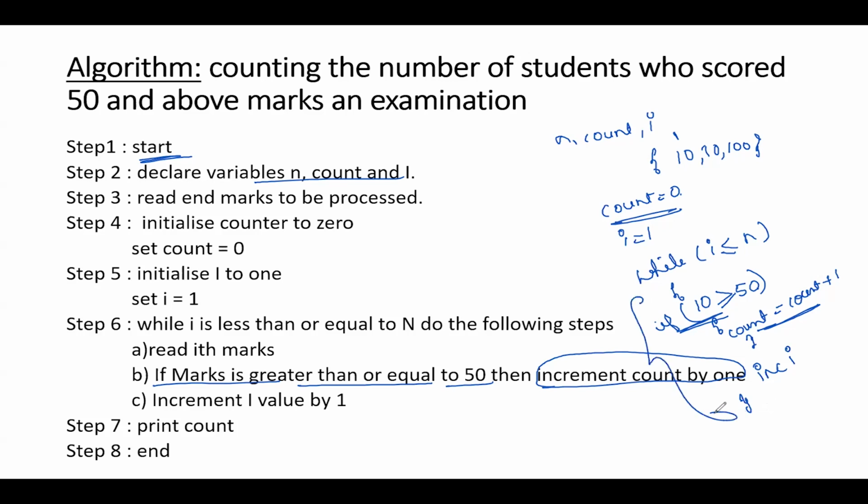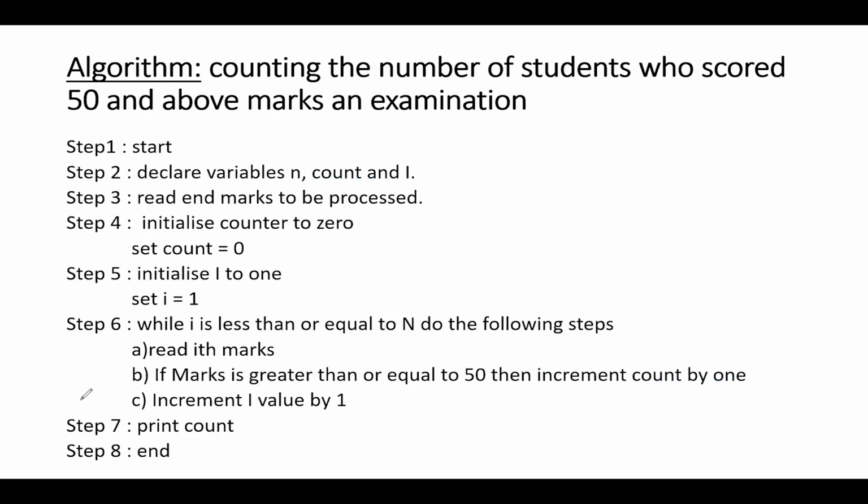So inside the while loop, you have these three statements. And then once this iteration is done, that is, once I reaches the end of the set, once you have read all the marks and you have compared and counted them, then you can directly print the value of count. Okay, so this is a very simple algorithm. I hope this is clear.